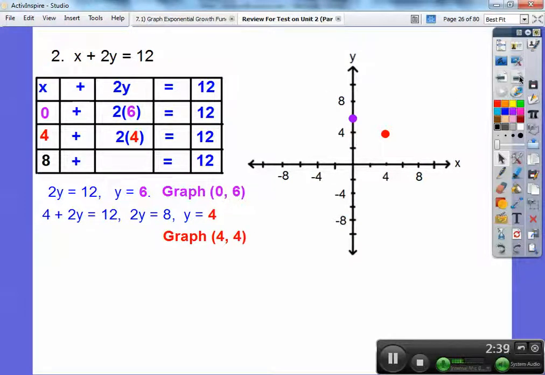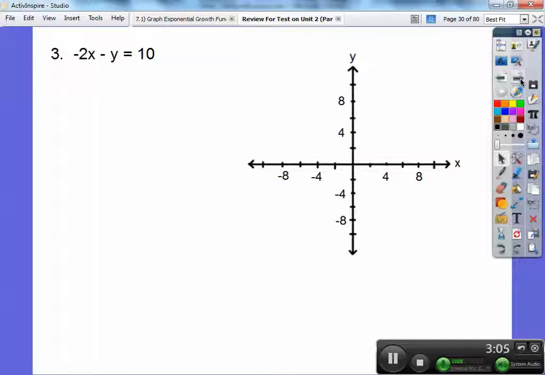I picked x equals 8 this time. So x equals 8, so I'm going to get 8 plus 2y equals 12, and then we're going to subtract 8 from both sides, minus 8, minus 8. I wish I'd have showed that, but I don't have enough slides here. When I subtract 8, 12 minus 8 is 4, so 2y equals 4, so y equals 2. So I'm going to graph 8, comma, 2. Let's graph that, and there it is right there, nice on that line, and they line up.